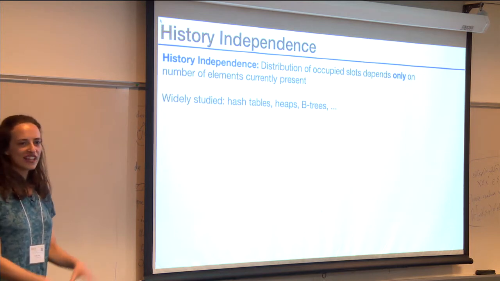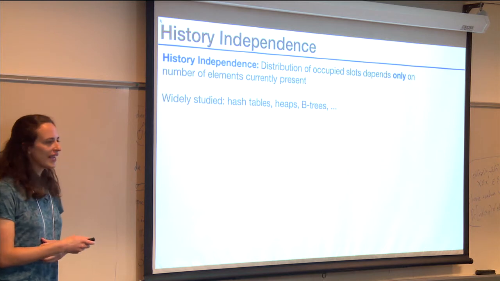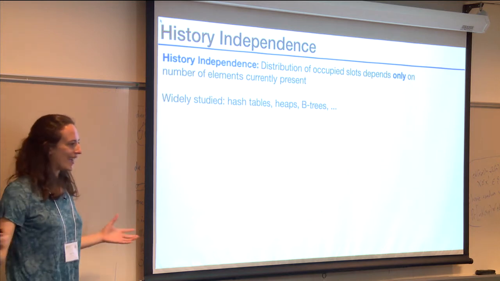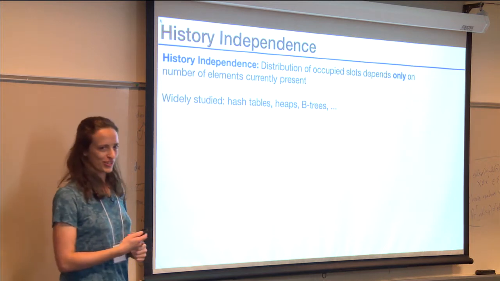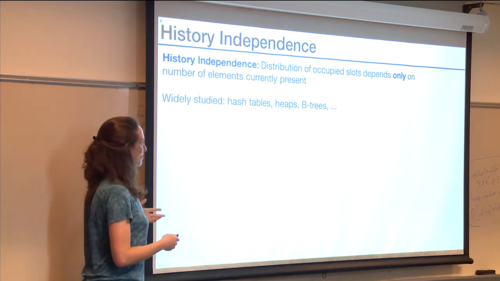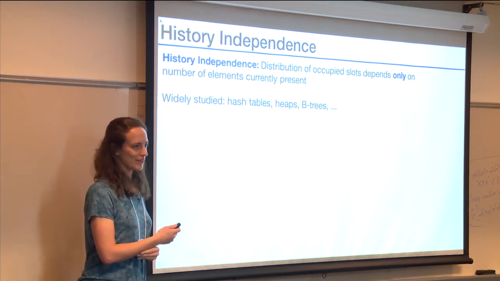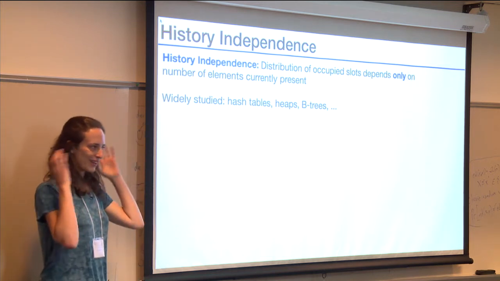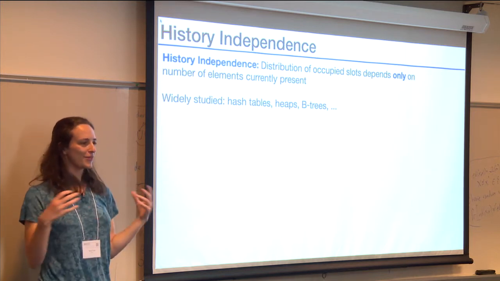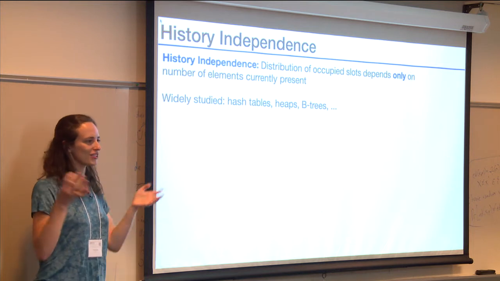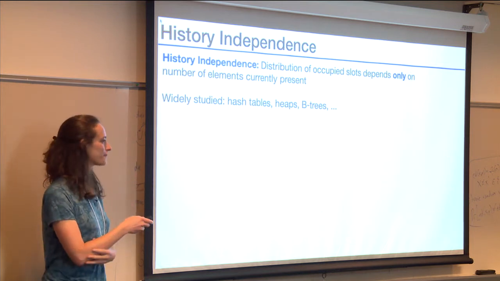Okay, so just taking a step back, history independence in general has been a widely studied thing. It has been studied in a lot of basic data structures such as hash tables, heaps, and B-trees, where the goal of this line of research has historically been to say, okay, we have this algorithm for a hash table or whatever. Now, can we get the additional property of history independence while matching the state-of-the-art bounds for this data structure?